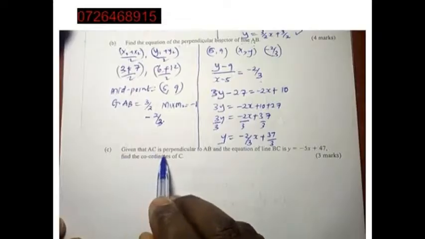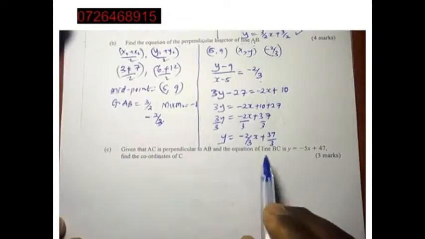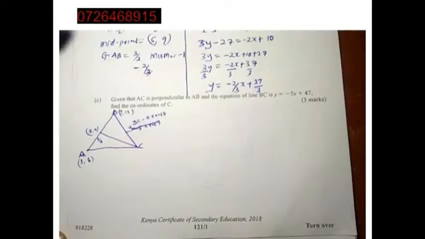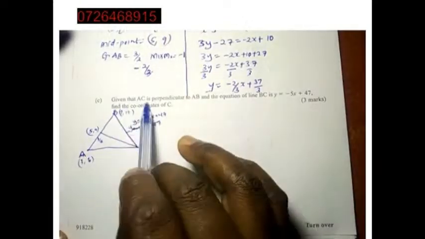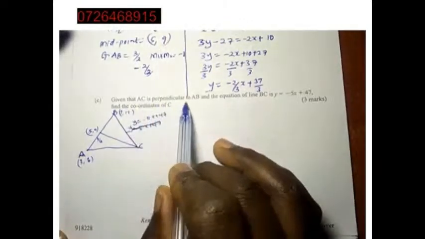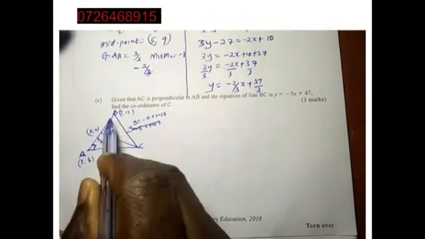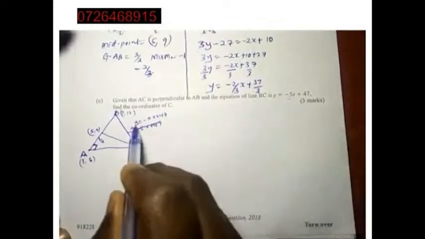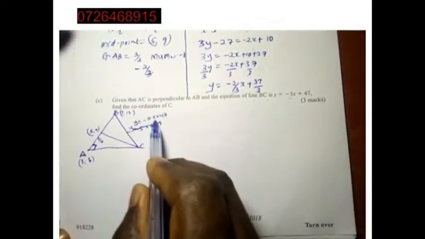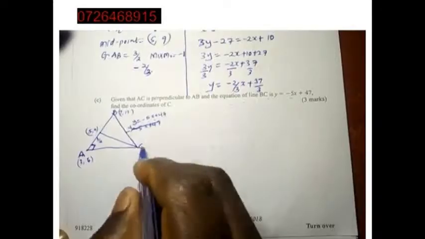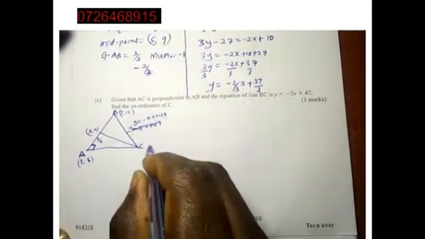Given that AC is perpendicular to AB, so it means this one is perpendicular to AC, and the equation of BC is y is equal to -5x plus 47. Find the coordinate of C. Now we want to find the coordinate here of C.